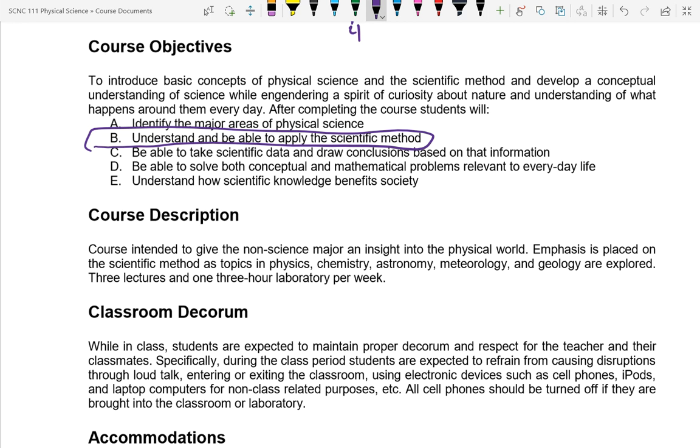Solving actual problems where you have to do some math. It's because of the application that you have a minimum math requirement for the class, because if you're going to apply equations and solve them, well, you have to be able to do the math. And finally, to understand how scientific knowledge benefits society.